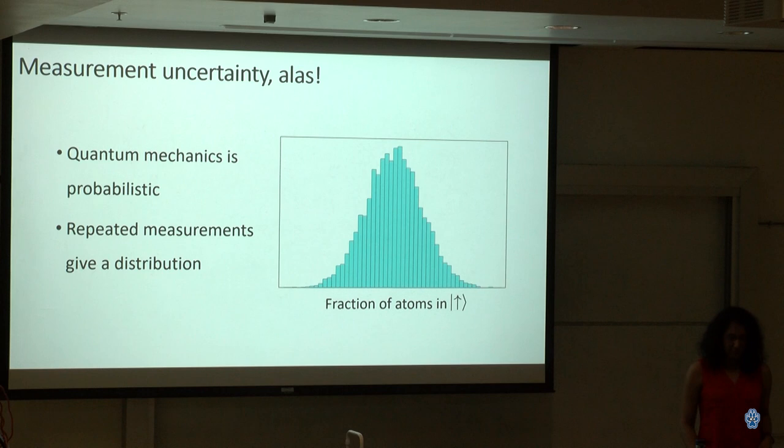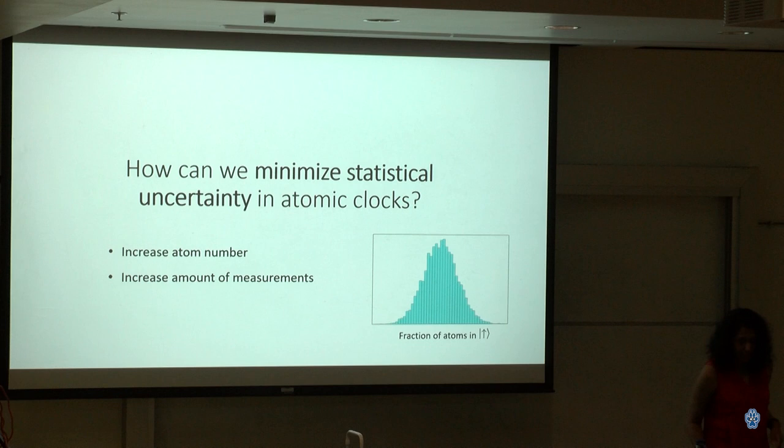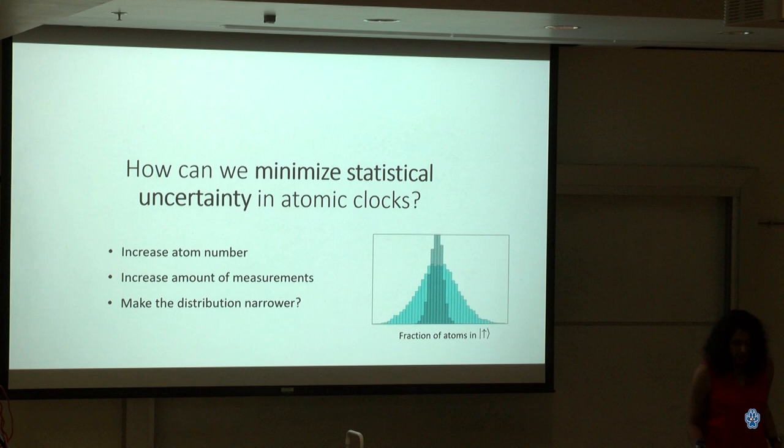So how can we minimize statistical uncertainty in our clock measurement? Well, one thing we can do is increase the atom number. If we have a bunch of different copies of our system, that increases our statistics. It's like doing a bunch of these measurements at the same time. We can also just increase the number of measurements that we do. But we can maybe think about whether there's a way to also make this distribution narrower. It turns out that for measurement uncertainty in the lab, increasing the atom number is not a problem. For experiments, we work with thousands of atoms at a time, so our statistics for measurement are great. But there's another type of uncertainty that I haven't mentioned yet, which is extremely fundamental to quantum mechanics that we do still have to worry about.